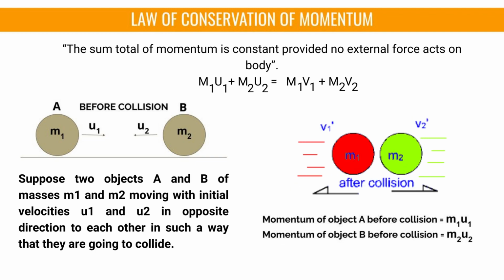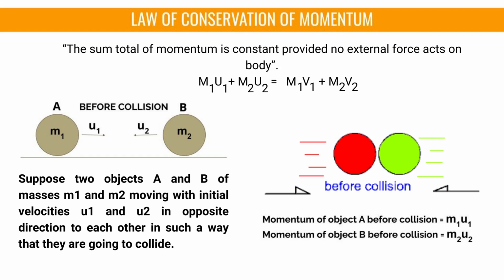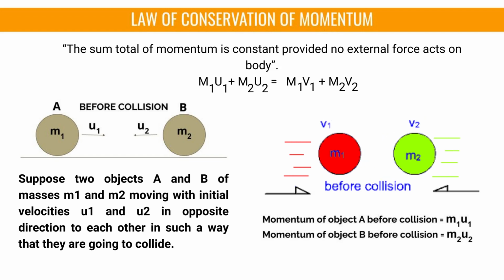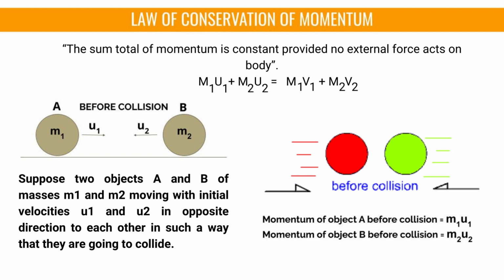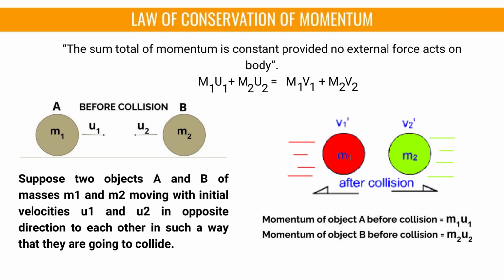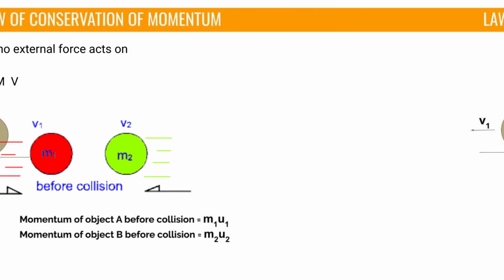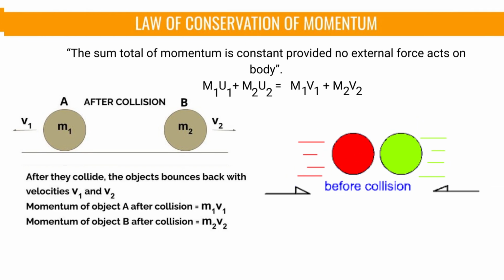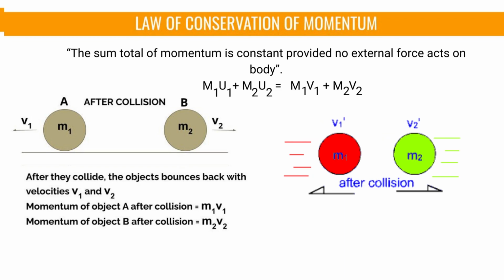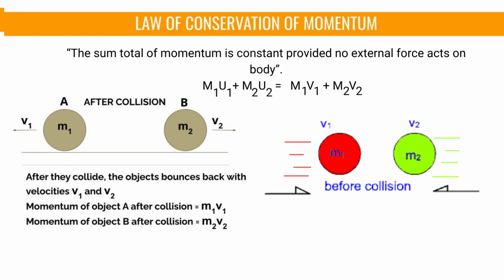Let's derive the formula of conservation of momentum using an example. Suppose two objects A and B of masses m1 and m2, moving with initial velocities u1 and u2 in opposite directions to each other in such a way that they are going to collide. Momentum of object A before collision equals m1u1. Momentum of object B before collision equals m2u2. After they collide, the objects bounce back with velocities v1 and v2. Momentum of object A after collision equals m1v1. Momentum of object B after collision equals m2v2.